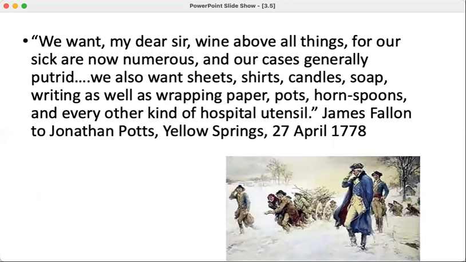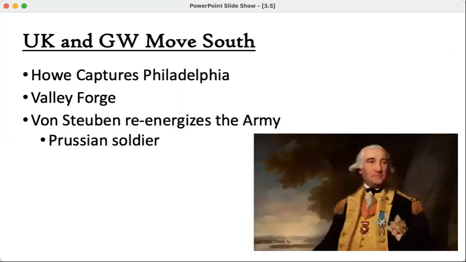"We want, my dear sir, wine above all things, for our sick are now numerous and our cases generally putrid. We also want sheets, shirts, candles, soap, writing, as well as wrapping paper, pots, horn spoons, and every other kind of hospital utensil." They had nothing. So General Howe captures Philadelphia. You have the weakness of Valley Forge, and then you have von Steuben arriving to energize the army.